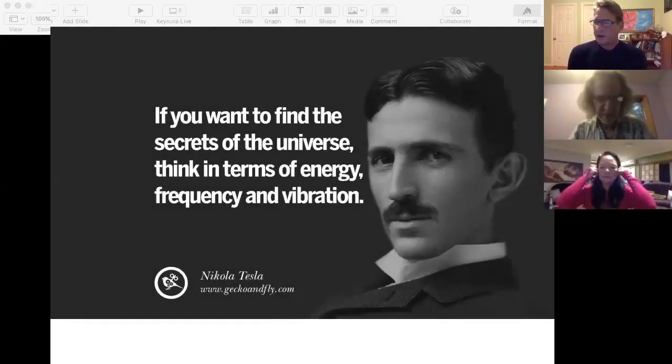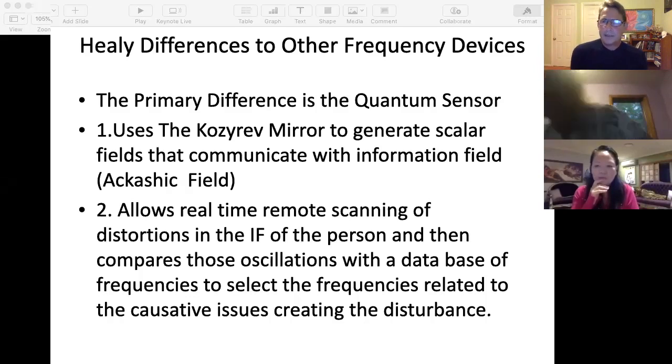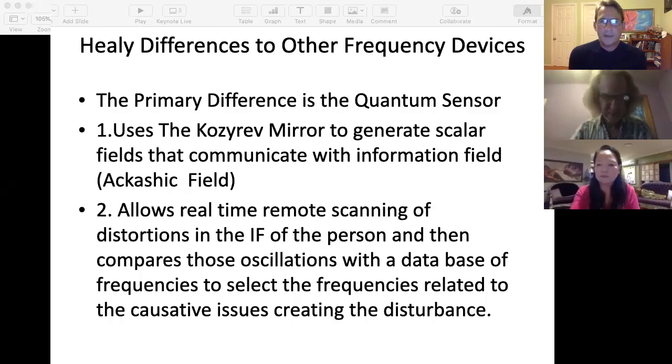So the first topic of our discussion tonight is going to be on the differences between the Healy device and other energy frequency devices that are basically out there and available. There's a growing number because this whole field of quantum medicine is going to be a huge area of development in the field of using energy medicine.